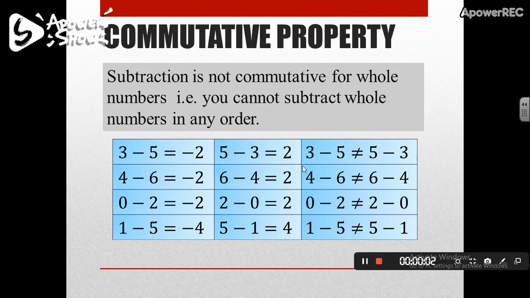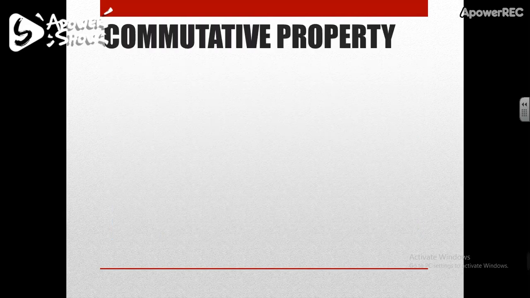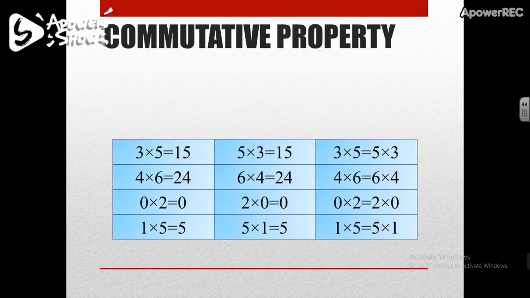Now let's check commutative property for multiplication. Again we are going to see whether whole numbers are commutative with respect to multiplication using some examples. So here I am taking some whole numbers. In the first one I am taking 5 and 3. So 3 multiplied by 5 equals 15. Now I am multiplying 5 by 3.